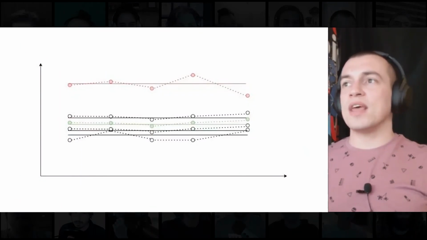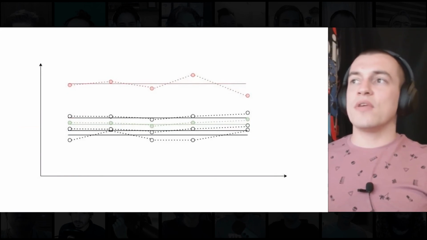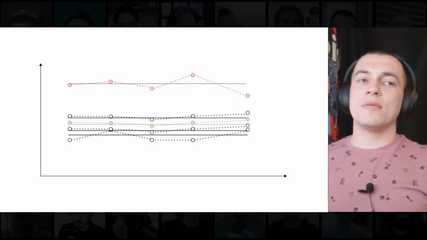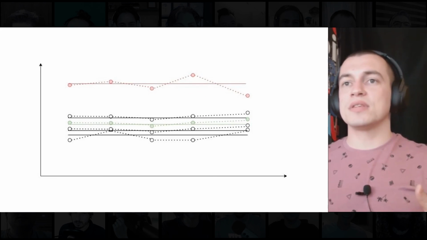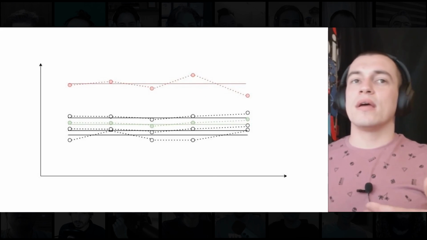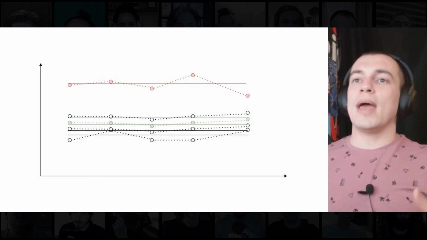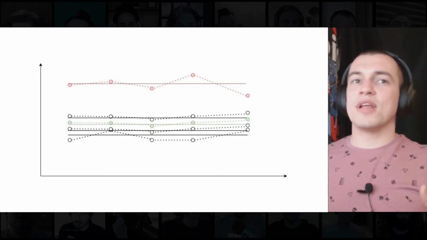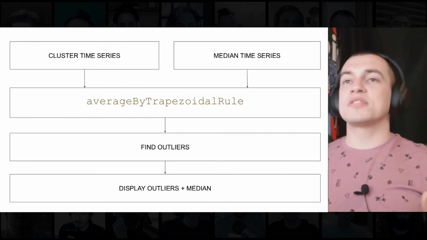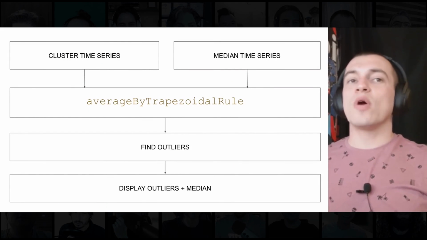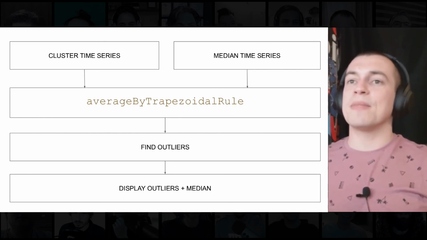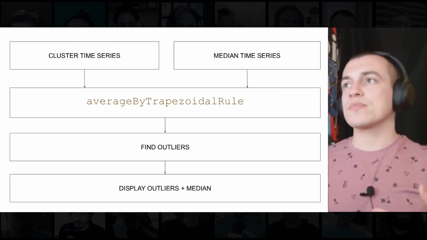Let's take a look at the next time series. The green time series is going to be our baseline. The black ones are going to be our normal time series. And the red one is going to be our abnormal time series. And the algorithm looks like this. We request our cluster time series from the backend, and we also request some sort of median time series, artificial time series that backend calculates on the fly.